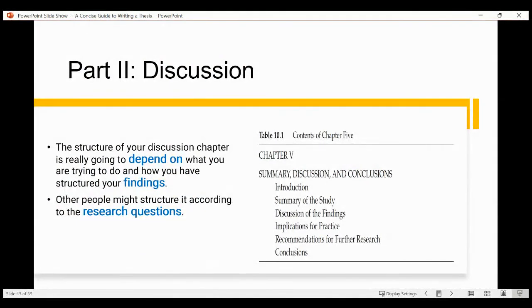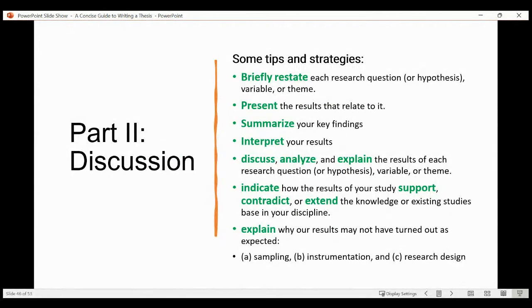Discussion. Here there is no clear structure for the discussion chapter. You can structure it by using research questions or by different subsections, like the way you used in the findings. You can structure it the same in the discussion. So some tips and strategies to structure or to write your discussion here. Briefly restate each question. Present the result that relate to research questions. Present only the results that relate to research questions. Summarize your findings.